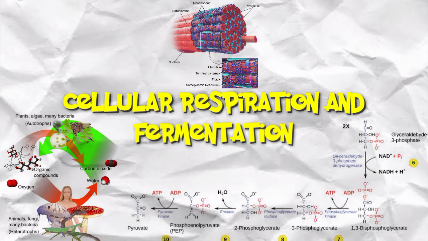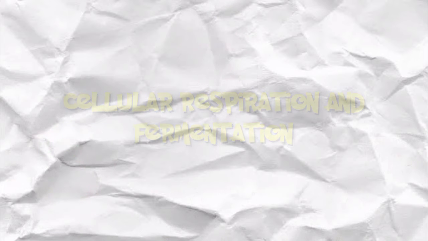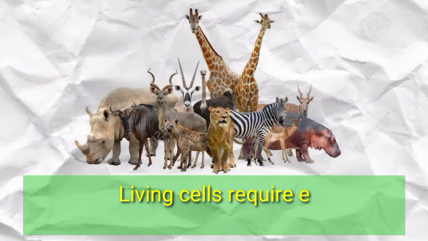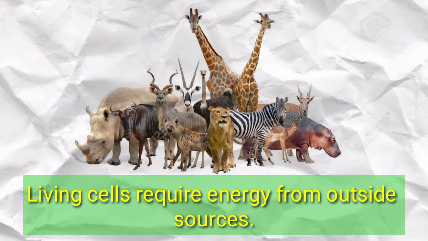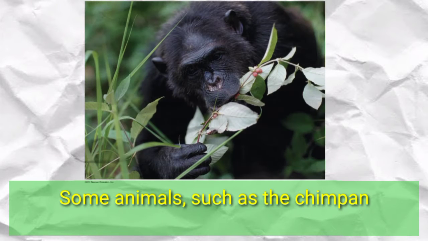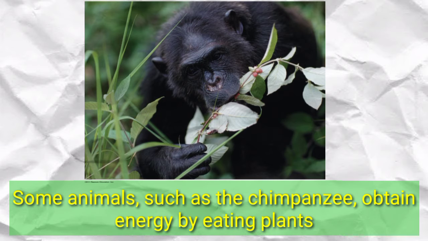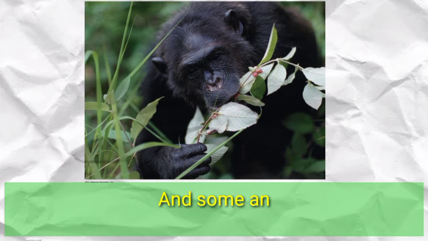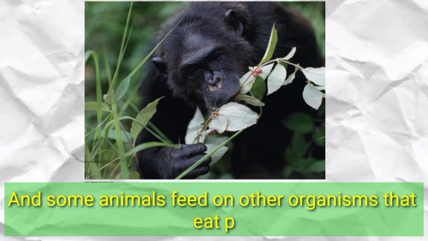Respiration, and fermentation. Living cells require energy from an outside source. Some animals, such as the chimpanzee, obtain energy by eating plants. And some animals feed on other organisms that eat plants.